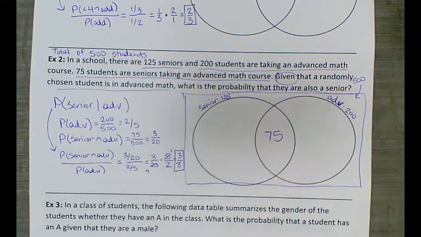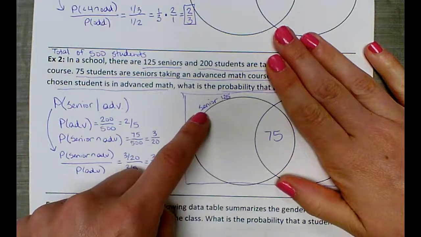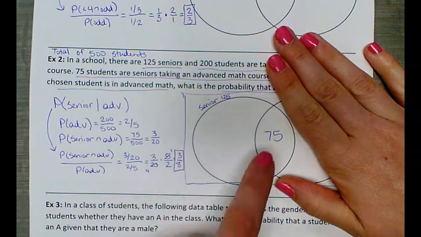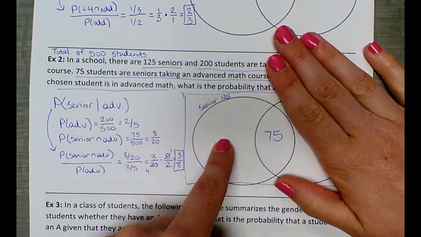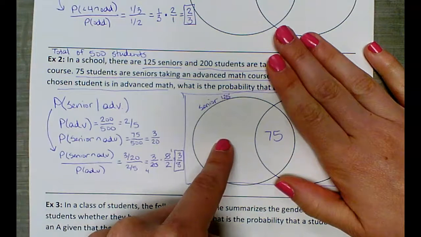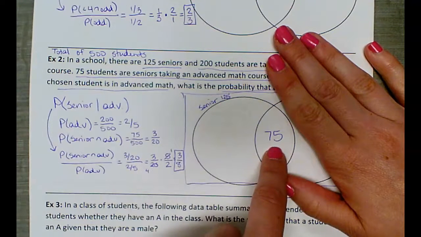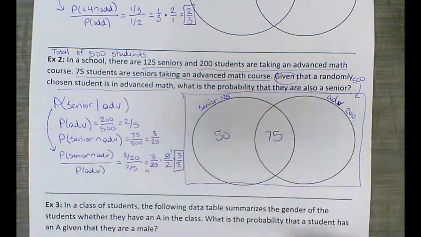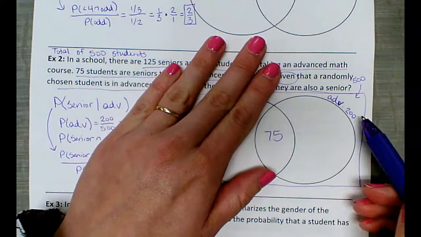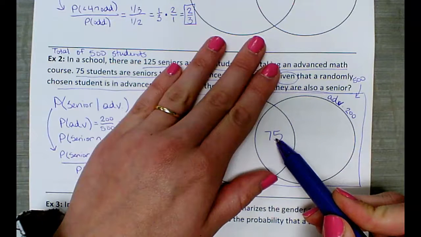Now, in my Venn diagram, if I cover up this part, the number of students who were seniors was 125. If 75 of those belong in the middle, how would you figure out how many go over here in the rest of the Venn diagram? If you thought subtraction, you would be correct. 125 minus the 75 who are taking advanced math leaves 50 students who are seniors but not in advanced math classes. Same idea with the other circle. If you have 200 students taking advanced math, 75 of them are seniors, the other amount are not seniors.